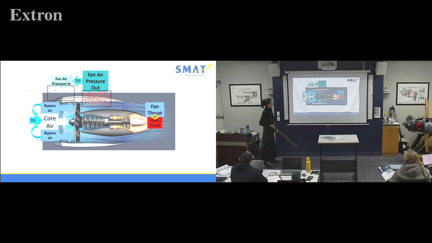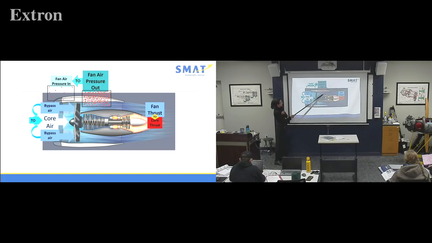So pressure ratio, the air back here is going to have been compressed by the fan. So it's going to have a higher pressure, you sure hope so, back behind the fan as compared to just this ambient air at the inlet. So pressure ratio, pressure after the fan compared to pressure in front of the fan.